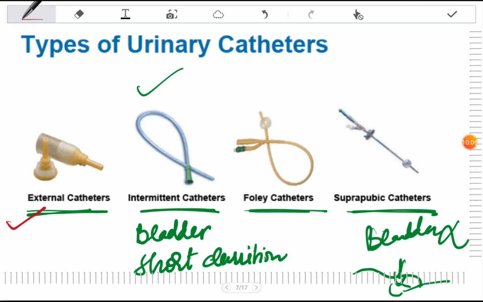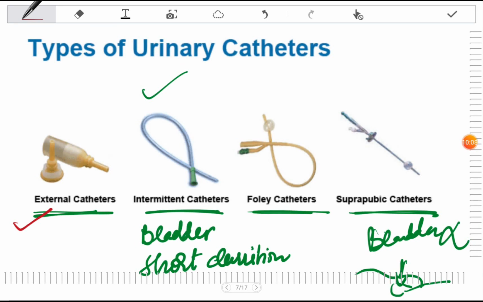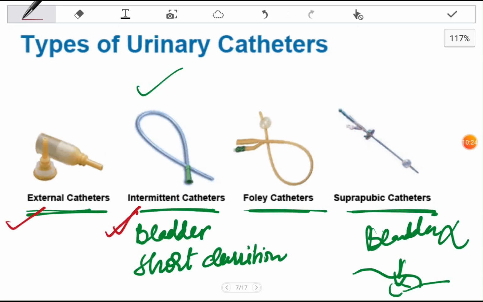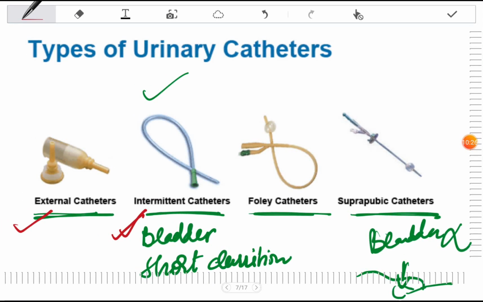Then intermittent catheters, these are short duration catheters, and they are put into the patient for a very short amount of time, that is the time during which the patient is urinating. They are one time use catheters, and we'll be discussing them in later images also.